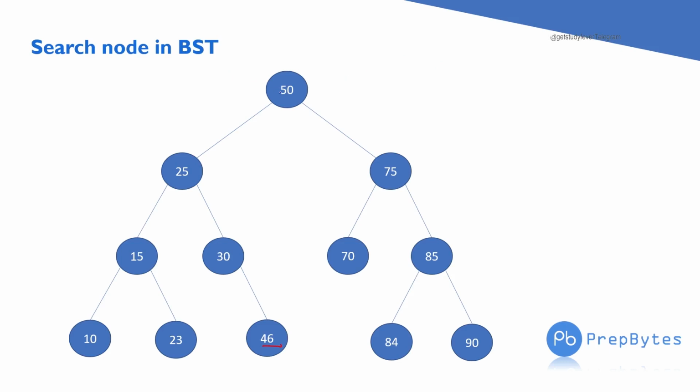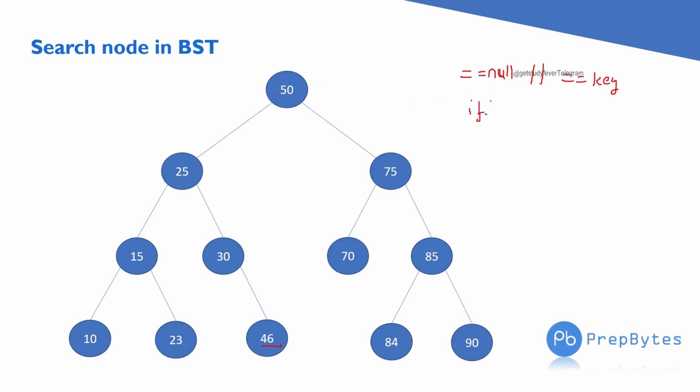So here is 50. First we have to check whether the node is null or not. No, it is not null. Is it equal to 46 or not? No. Since both conditions are failing, we have to check whether to go to left or to right. First we check two conditions: whether it is null, or whether it is equal to the key we are searching for. Both are failing, therefore we will go either to the left side or to the right side.